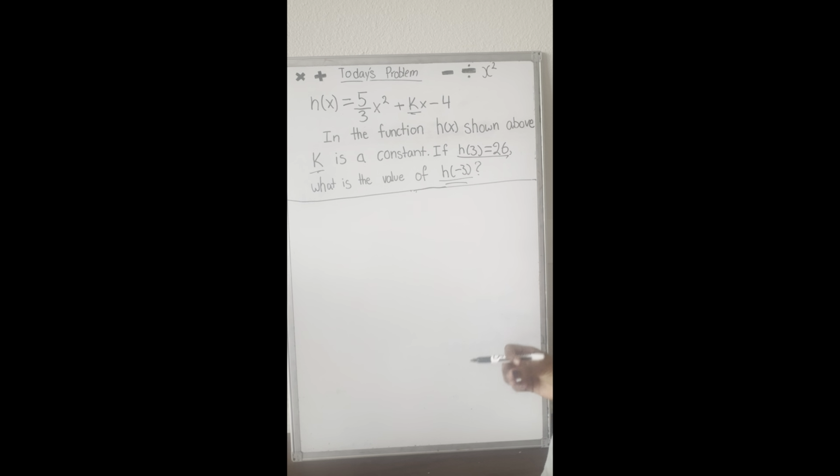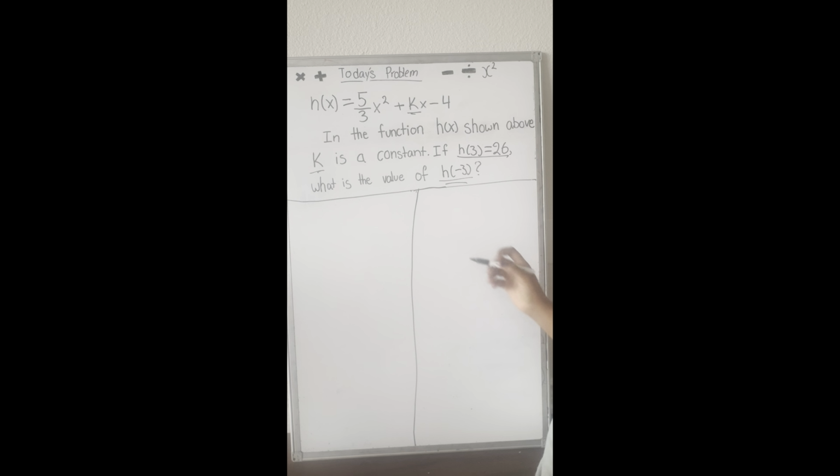So our biggest problems right now are to find h of negative 3 and k, because we already know what h of 3 is, because it was already given. So our first part is going to be to find k. So let's just split our board down the middle, and let's start with finding k.